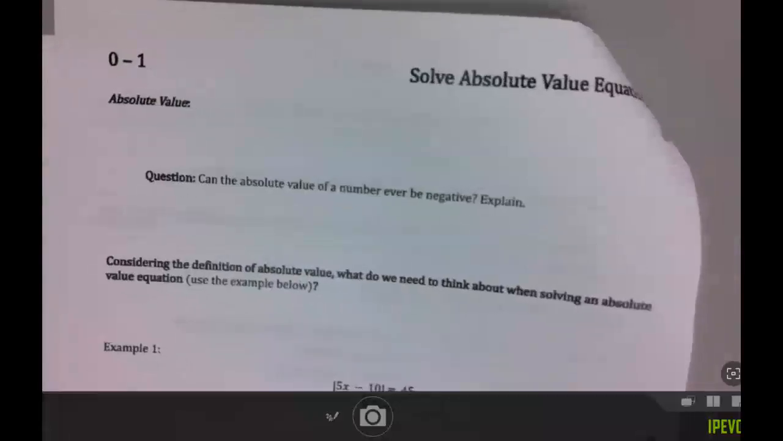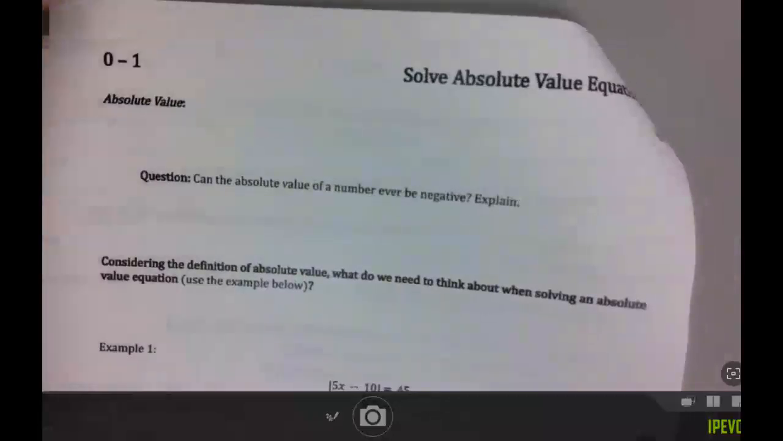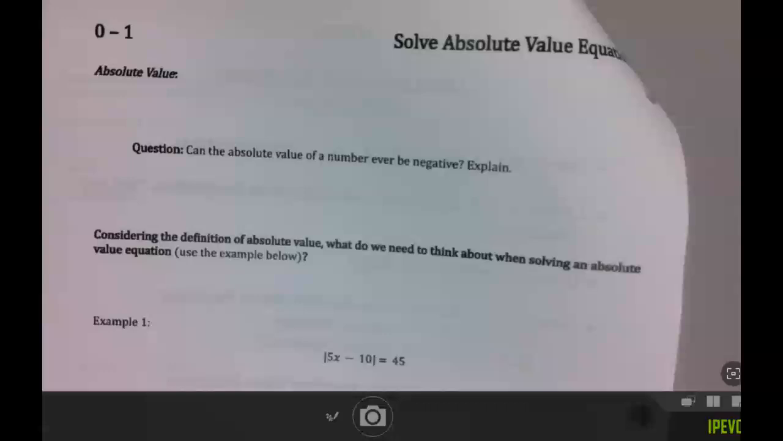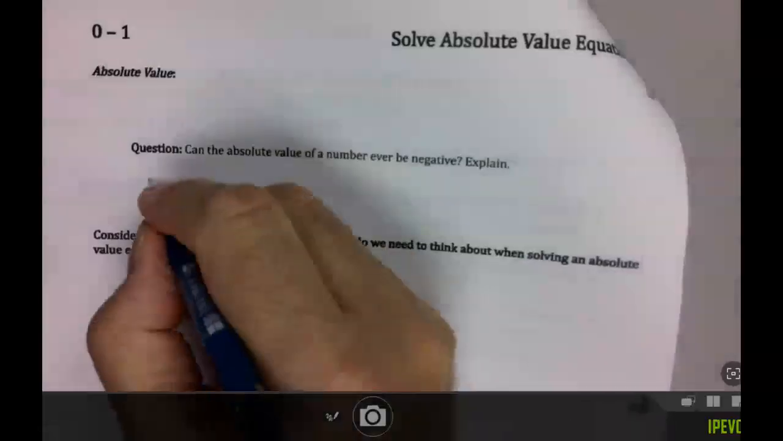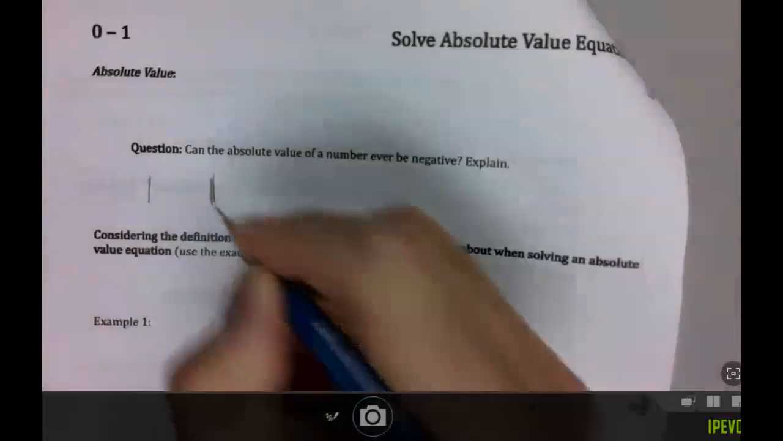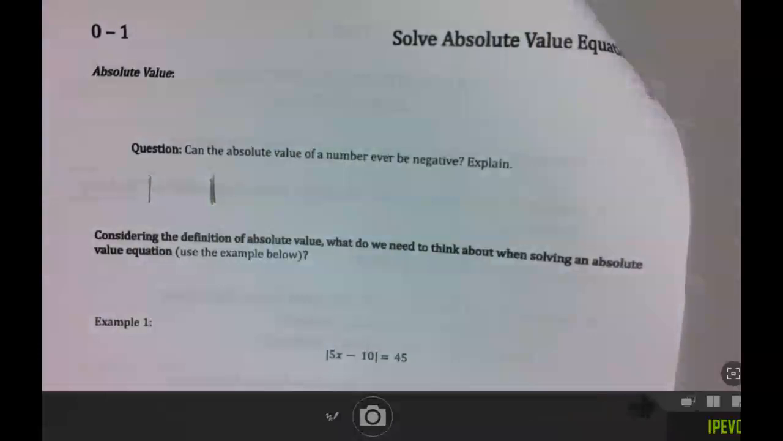Okay, this is topic zero, absolute value equations, first day. An absolute value, when you see these symbols that look like this, that is not a parentheses. That means distance. And think about it, distance is going to be positive or negative.